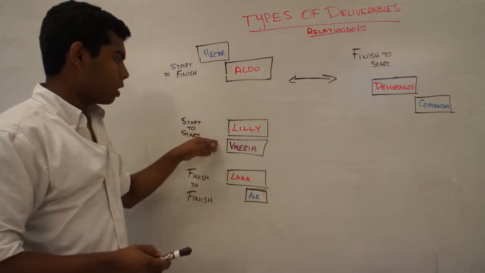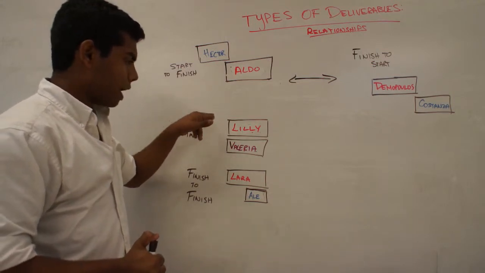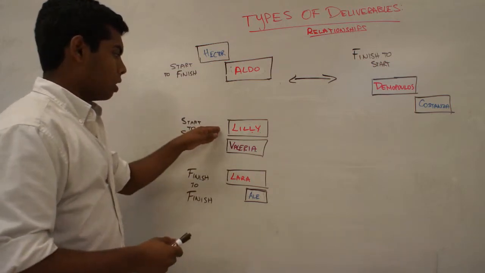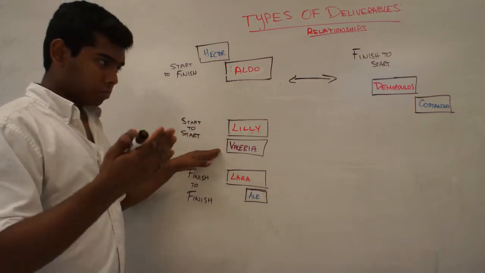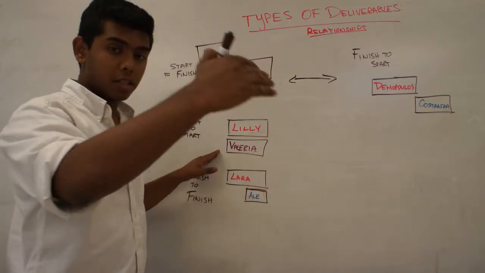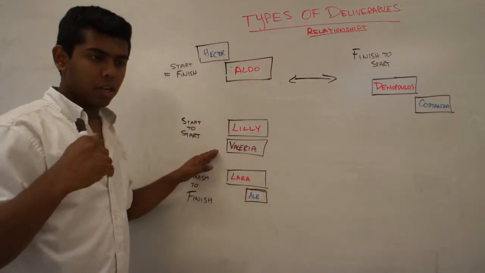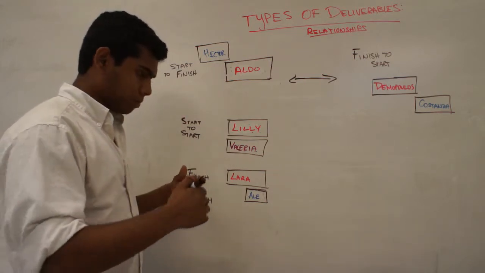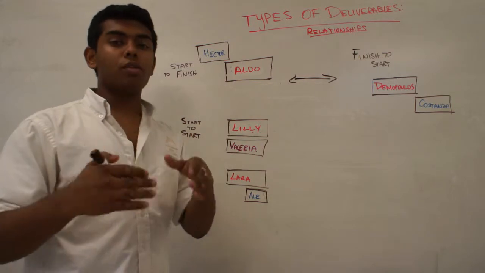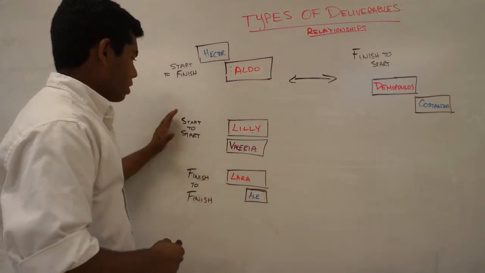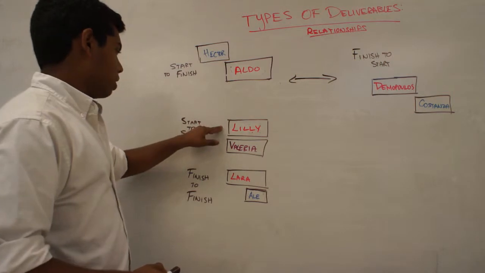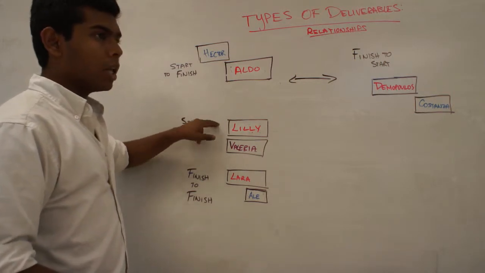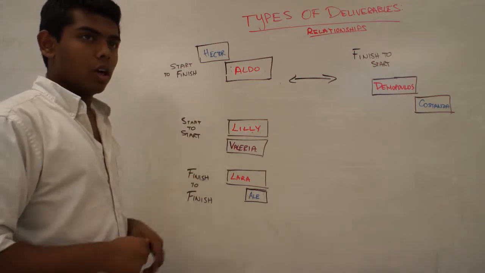So as these guys are parallel in tasks, as Lily comes up with events and makes money, Valeria understands, takes in the transactions, files the transactions that are being made, and essentially she just makes sure that there's a return on investment. So that's a start to start. So you have Lily, who starts her job, and Valeria, who starts her job, and both of them rely on each other to start their job at the same time.